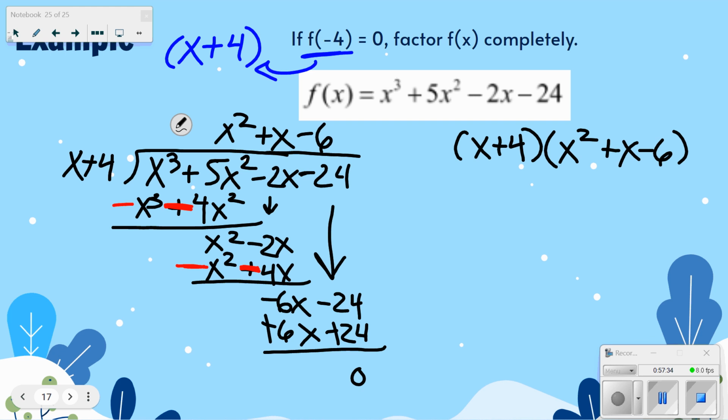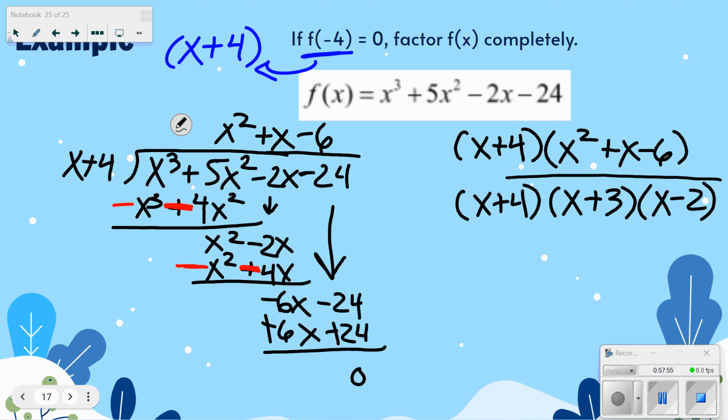So we want to factor completely. So x plus 4, no way we can keep factoring. Can we keep factoring x squared plus x minus 6? Yes. What would those factors be? 3 and -2. Great job. x plus 3 and x minus 2. And that is our examples for today.